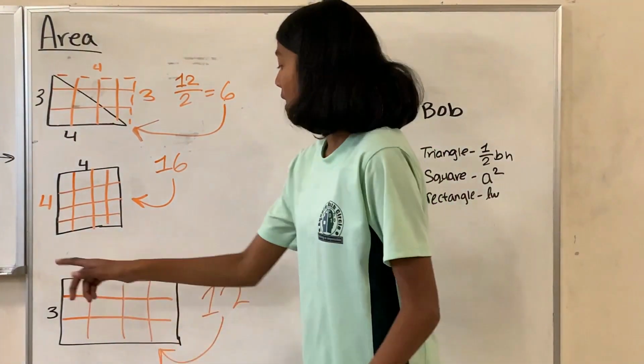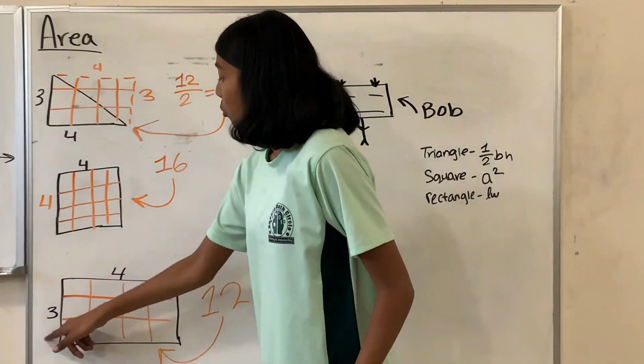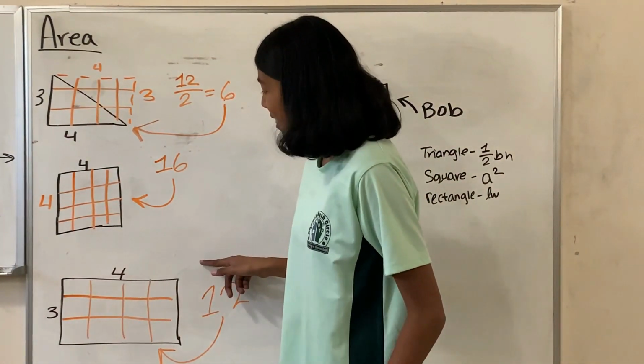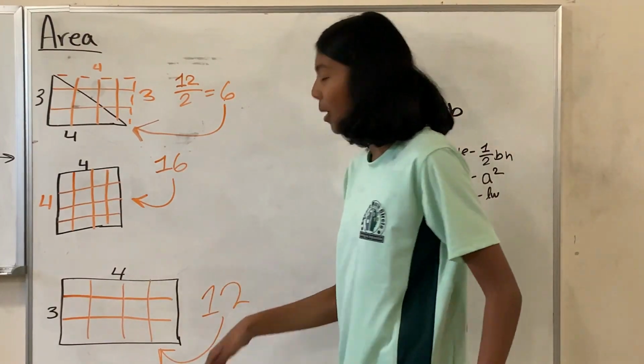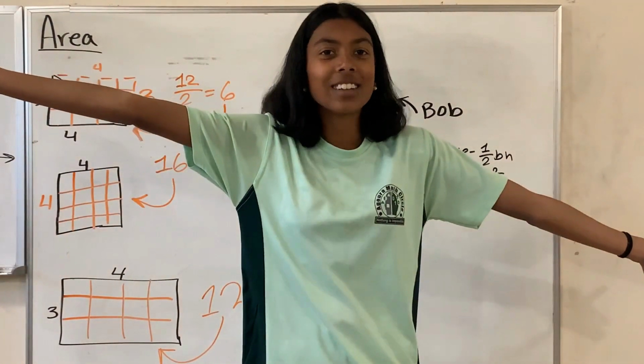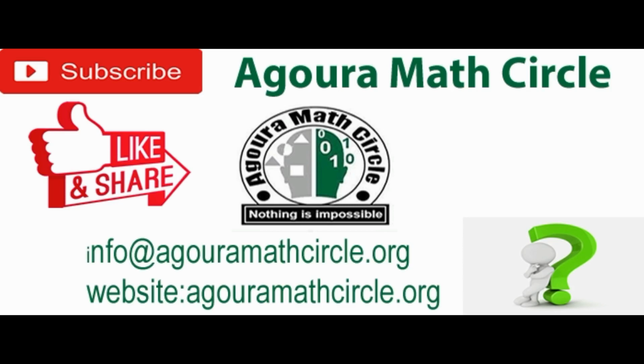And last but not least, we have our rectangle. Length times width. 3 times 4 is 12. It works. Yay!